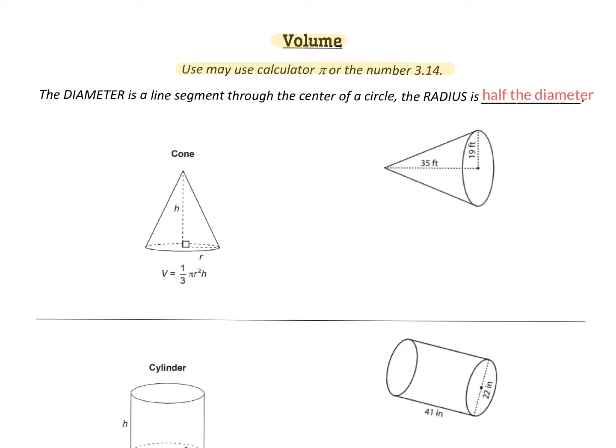Also, as a review, make sure you know the difference between the diameter and the radius. A diameter is the line segment through the center of a circle that goes from end to end, whereas the radius is half that diameter. It goes from the center to the end of the circle.